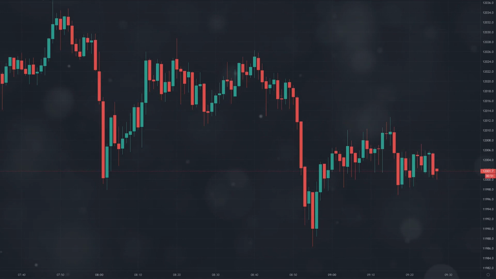Choosing the right chart type can be instrumental in your stock analysis. Each chart type offers a different perspective and level of detail, so understanding the strengths of each can help you make informed trading decisions.